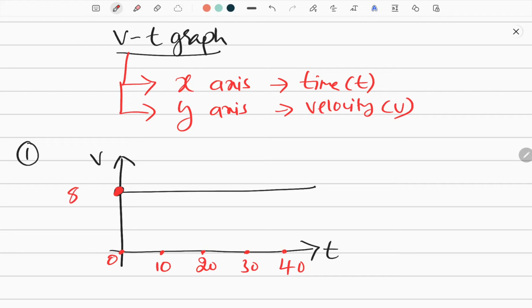Let us take 80 meter per second. Okay, 0 to 10 seconds, what was the velocity? 80 meter per second. 10 to 20 also, what was the velocity? 80 meter per second. Then 20 to 30 again 80 meter per second. Then 30 to 40, 80. Everywhere the velocity is the same, no?